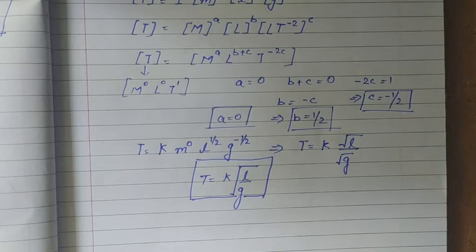time period. Means we didn't know anything about the time period, just we knew the factors on which the time period depends, and we get its formula. So this is the application of dimensional analysis by which we can derive relations among different physical quantities by just knowing on which factors that physical quantity depends. So this was the last application of dimensional analysis.